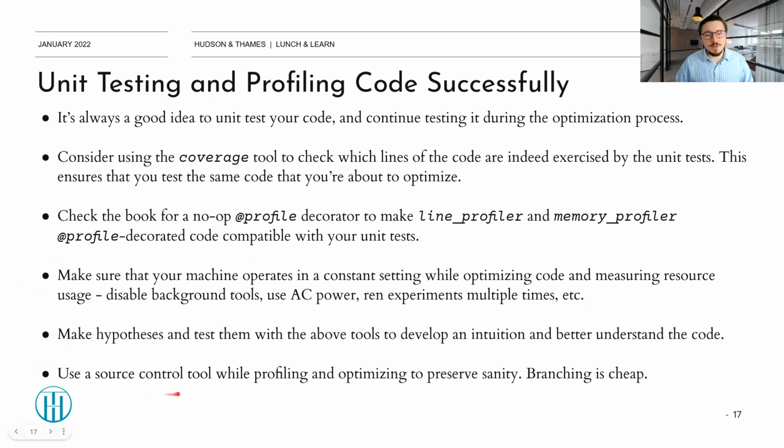And finally, you want to use a source control tool, so Git or other source control tools, while you're profiling and optimizing your code, just to preserve your sanity and not to first fix something and then with the next iterations break it and not be able to come back. As the authors say, branching is cheap.